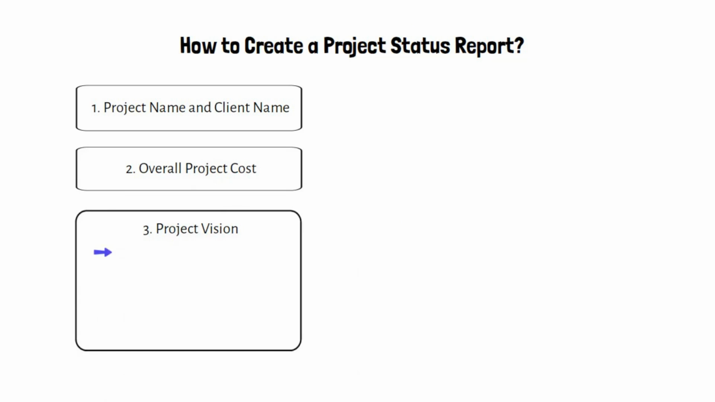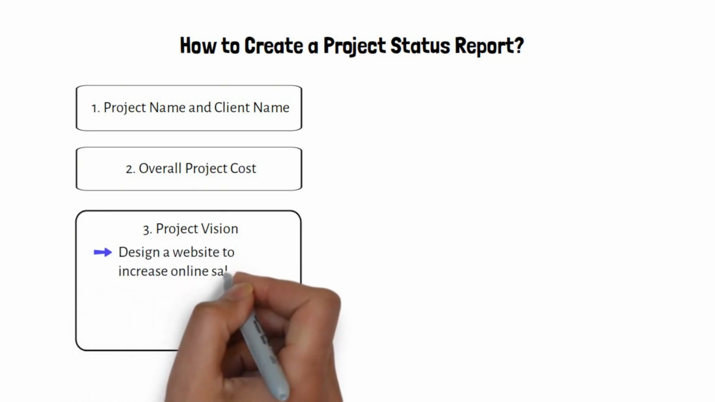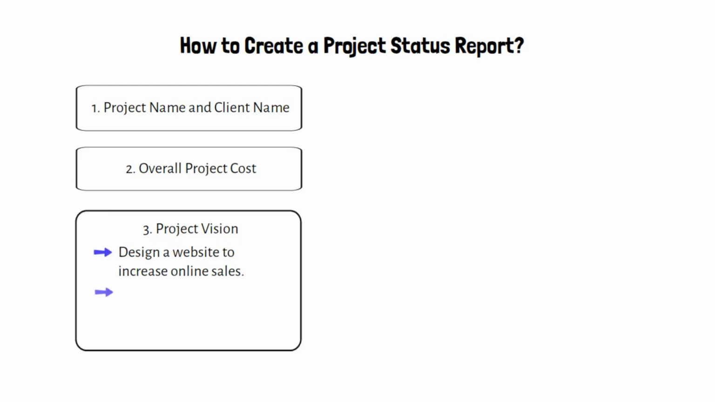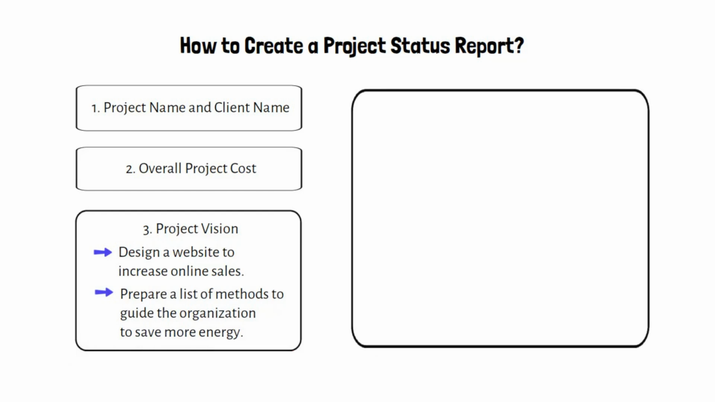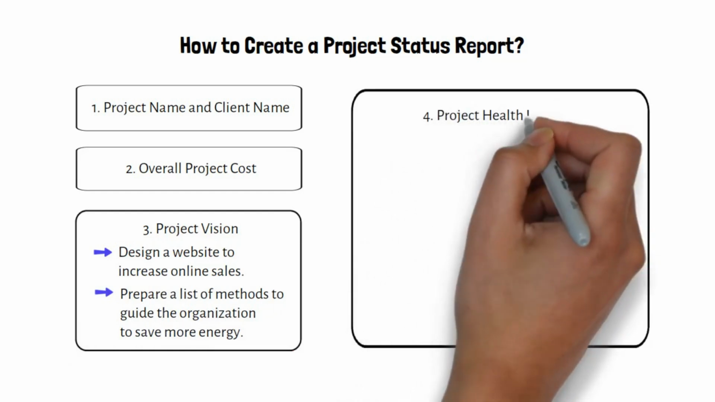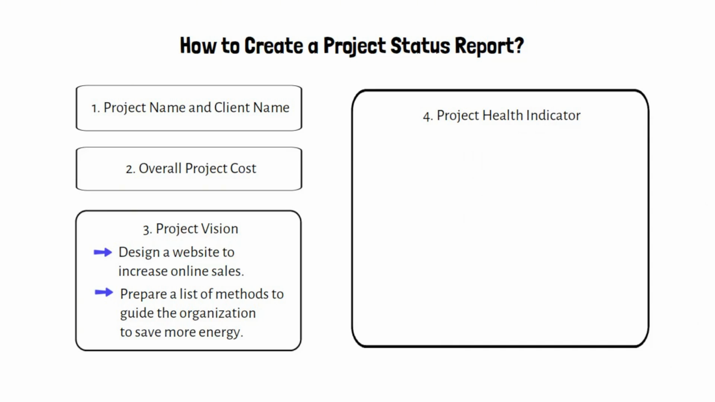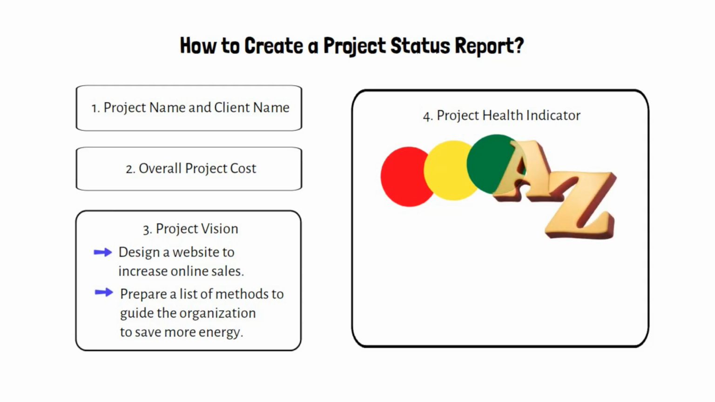Below are the examples for project vision. Design a website to increase online sales. Prepare a list of methods to guide the organization to save more energy. 4. Project health indicator. A project health indicator is used to provide an overview of the project's current status. You can use colors like red, green, yellow to indicate how good or bad status the project has. You can also use capital letters from A to Z for the same purpose.